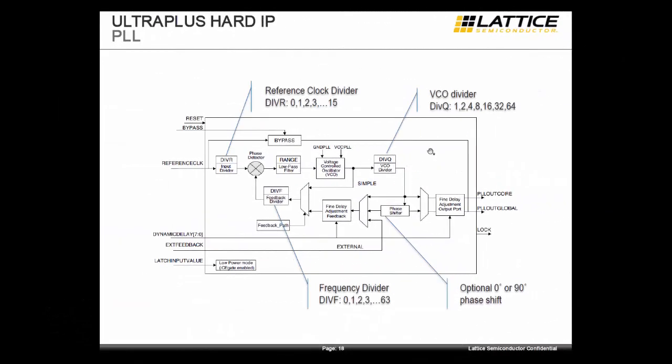The PLL available in this device does have a number of functionality and dividers. There is a reference clock divider in the front end. There is a VCO divider. There is a frequency divider. Also an optional 0 to 90 degrees phase shift capability. We do also offer some fine delay adjustment for the outputs. And we do have a low power mode as well to reduce power. A PLL, just like the oscillator, does consume some power. So for low power applications, if a PLL is not necessary, this should be turned off.